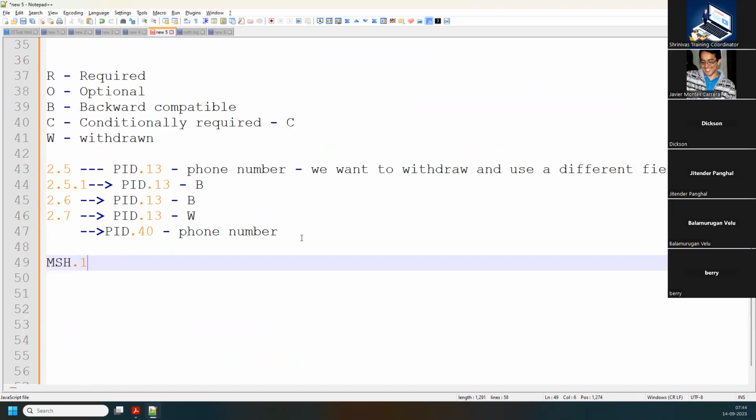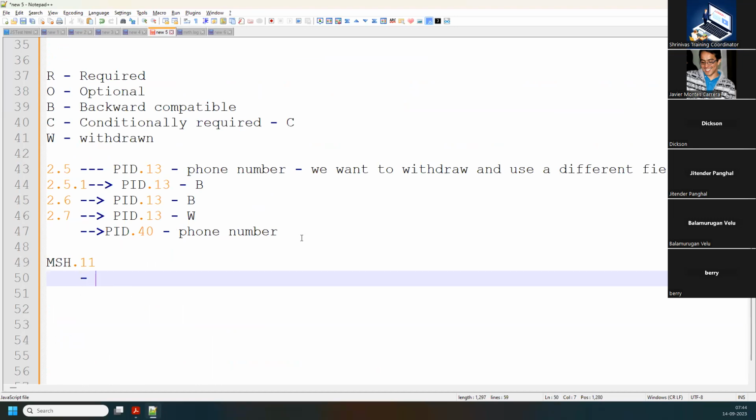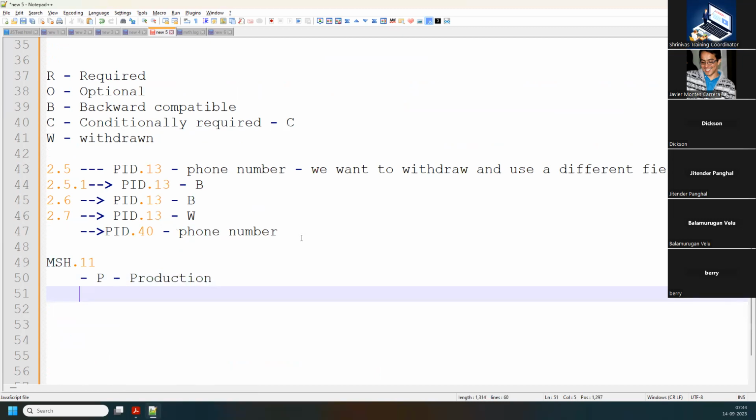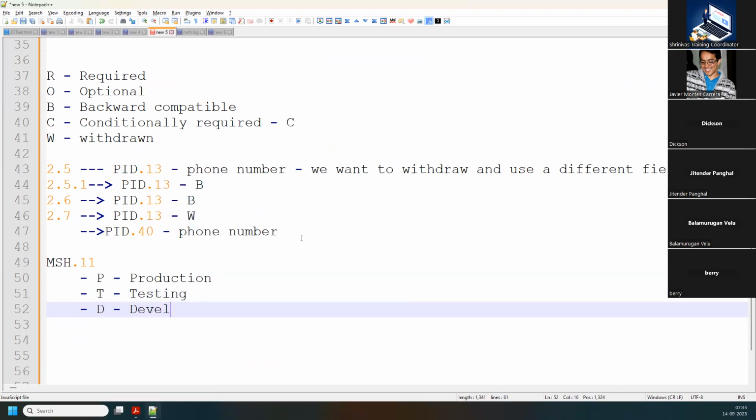In MSH11, you can send either P, which represents production, then you have T, which represents testing, then you have D, which represents development. All right. So any one of these three can be used. If the interfaces are being tested, then we would generally use T or D. And in production, we explicitly use P.